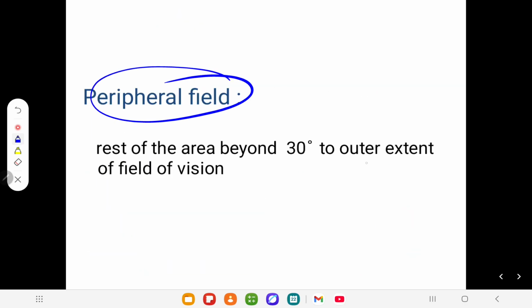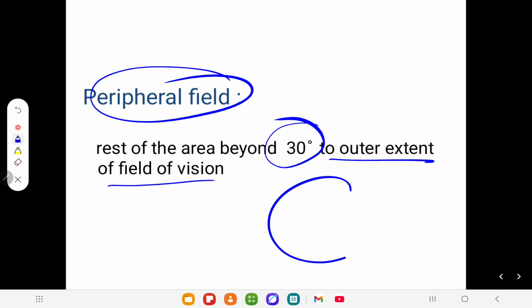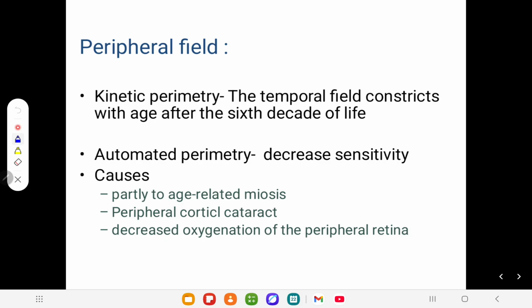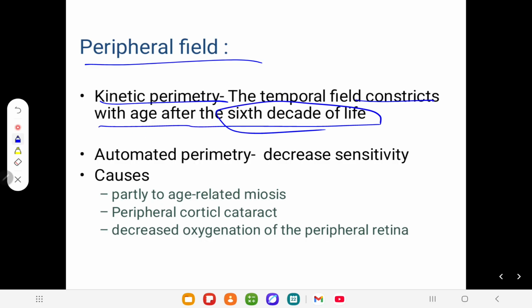The peripheral field of view is the rest of the area beyond 30 degrees to the outer extent of the visual field. Within 30 degrees from the center, it's called the central visual field, and away from that, it's called the peripheral visual field. The peripheral field can be examined by kinetic perimetry, as I have already discussed; Goldmann perimetry is very good. The temporal field constricts with age after the sixth decade. Yes, we know that with old age, the temporal visual field constricts, and even the visual sensitivity decreases.